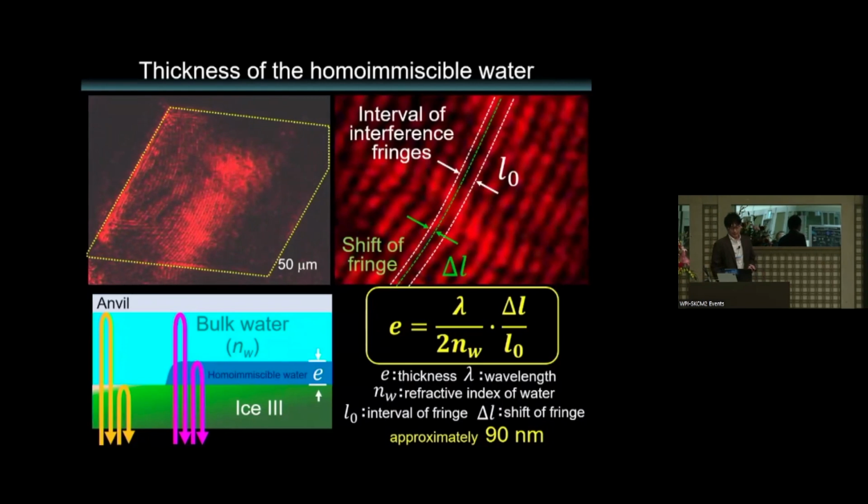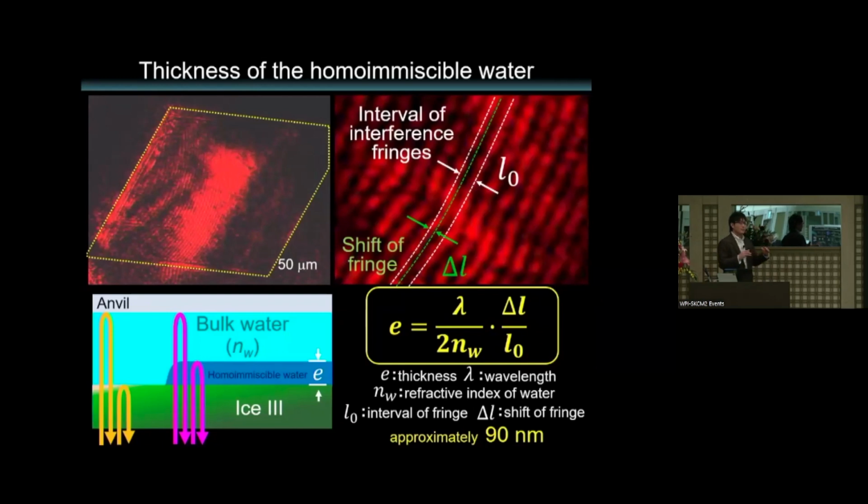And this is a cross-section of our situation. The pink region indicates the ice V with the crystallographic anisotropy, and the blue indicates the bulk water. The purple region indicates the homoimmiscible water with the anisotropic morphology reflecting the crystallographic anisotropy.